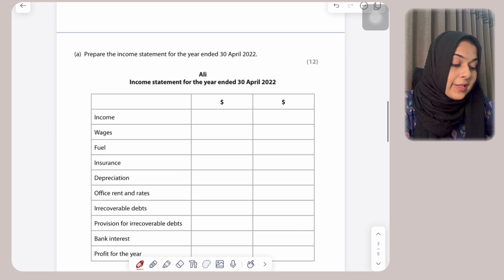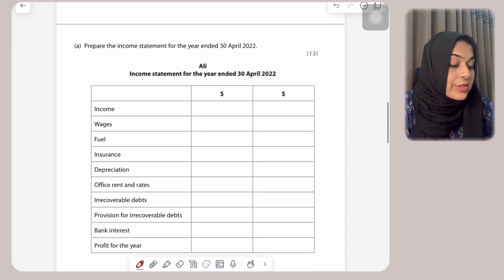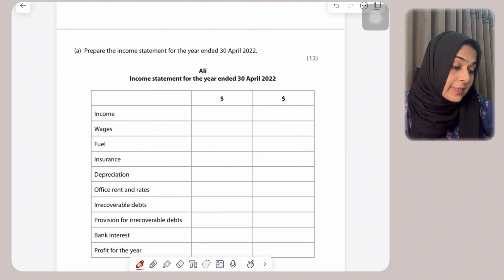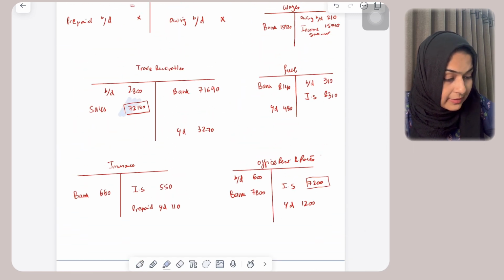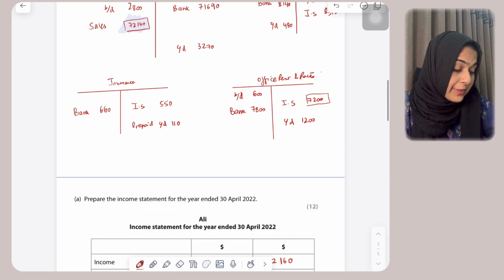So here they have given you the whole template already, which is a good thing. You will just have to put in the values. For income, I calculated that from consultancy services, Ali is basically earning 72,160, which I have calculated here. This is the income that is supposed to go in the income statement.